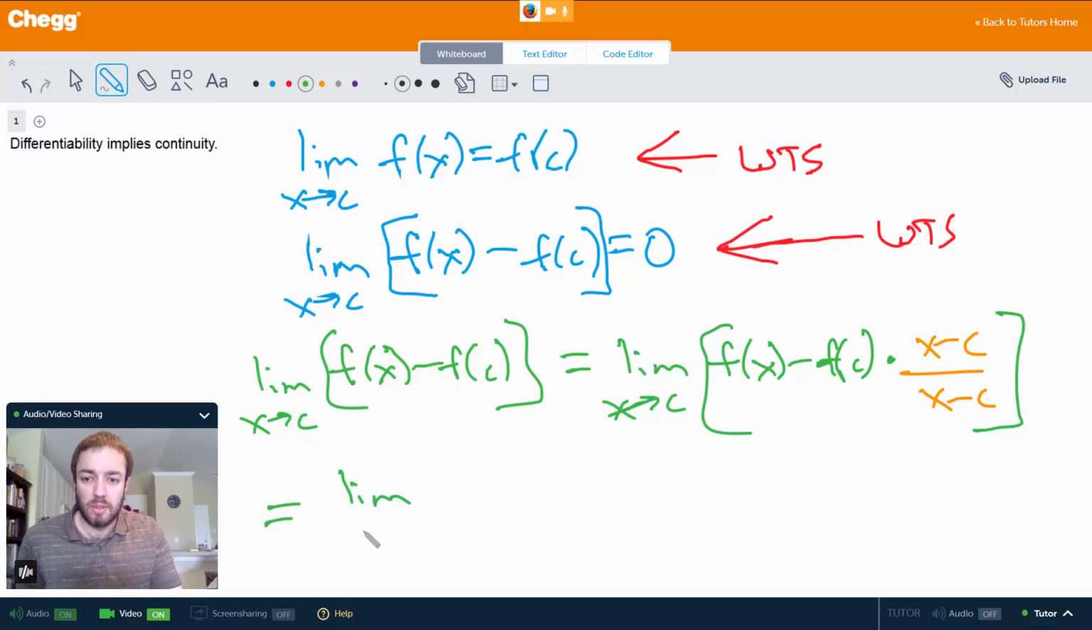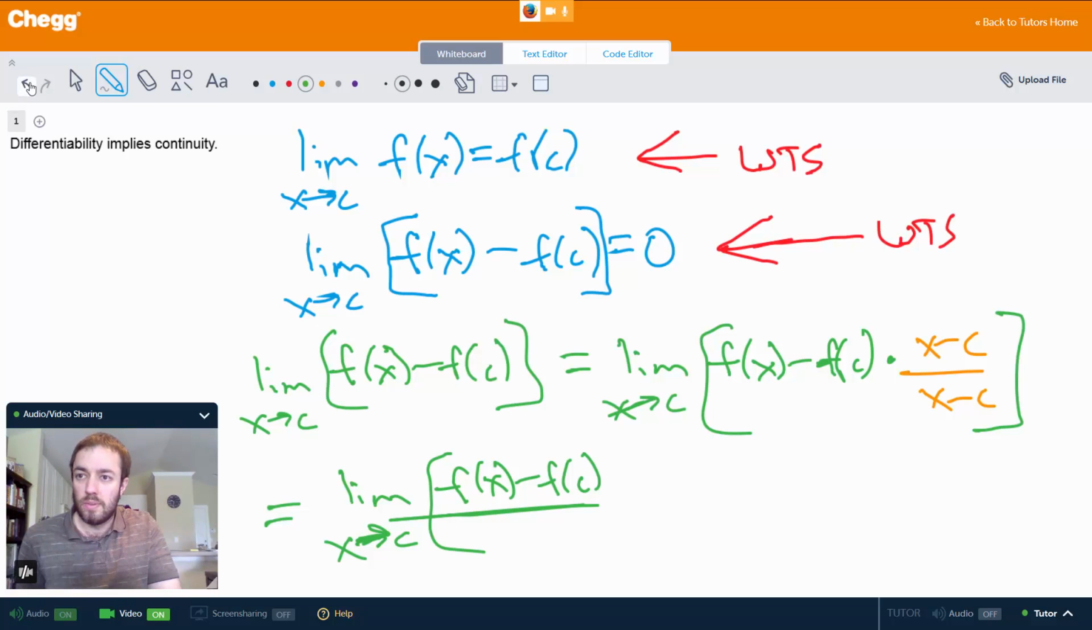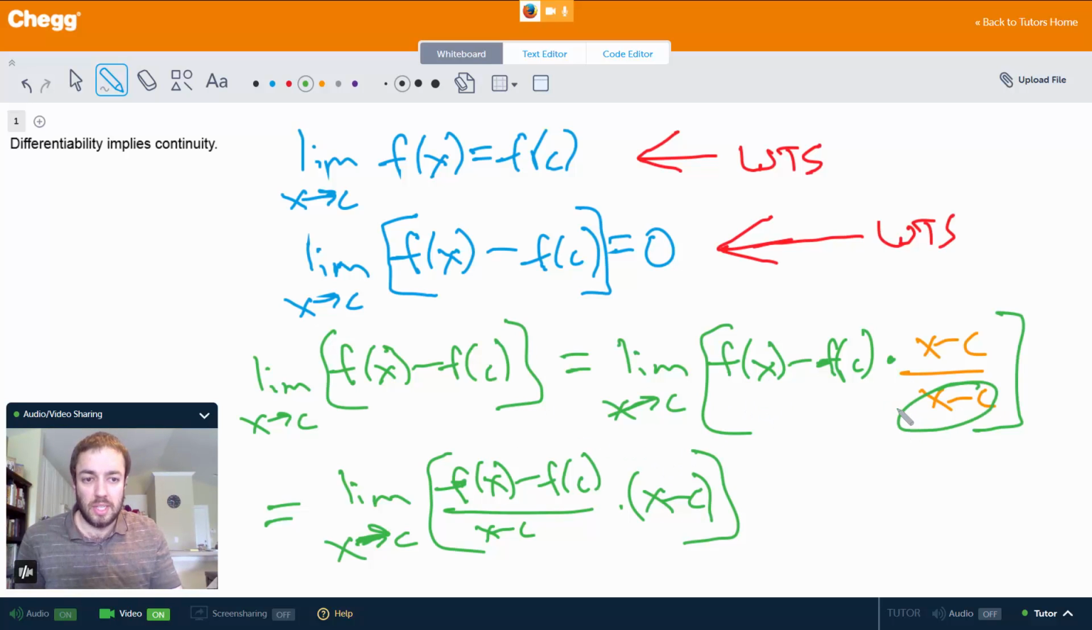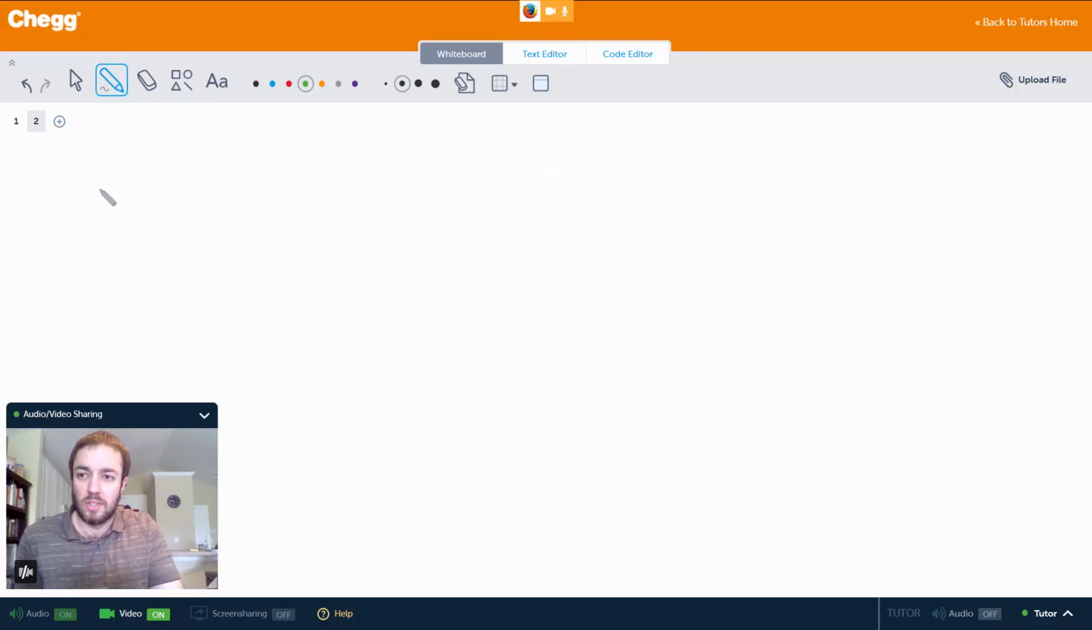And now let's rearrange things just a bit. So we're going to have the limit as x approaches c of f of x minus f of c, that expression divided by x minus c. And then we still have the other factor of x minus c out here. So all we did was take this x minus c and put it underneath this here. Now what we're going to do is split up the limit of the product as the product of the limits. So let's go ahead and go to the next page.